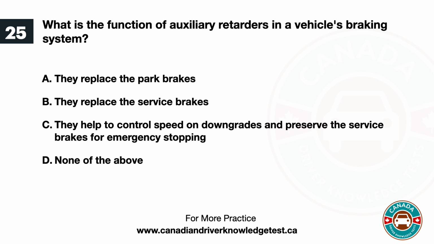Question 25. What is the function of auxiliary retarders in a vehicle's braking system? A. They replace the park brakes. B. They replace the service brakes. C. They help to control speed on downgrades and preserve the service brakes for emergency stopping. D. None of the above. The answer is C. They help to control speed on downgrades and preserve the service brakes for emergency stopping.